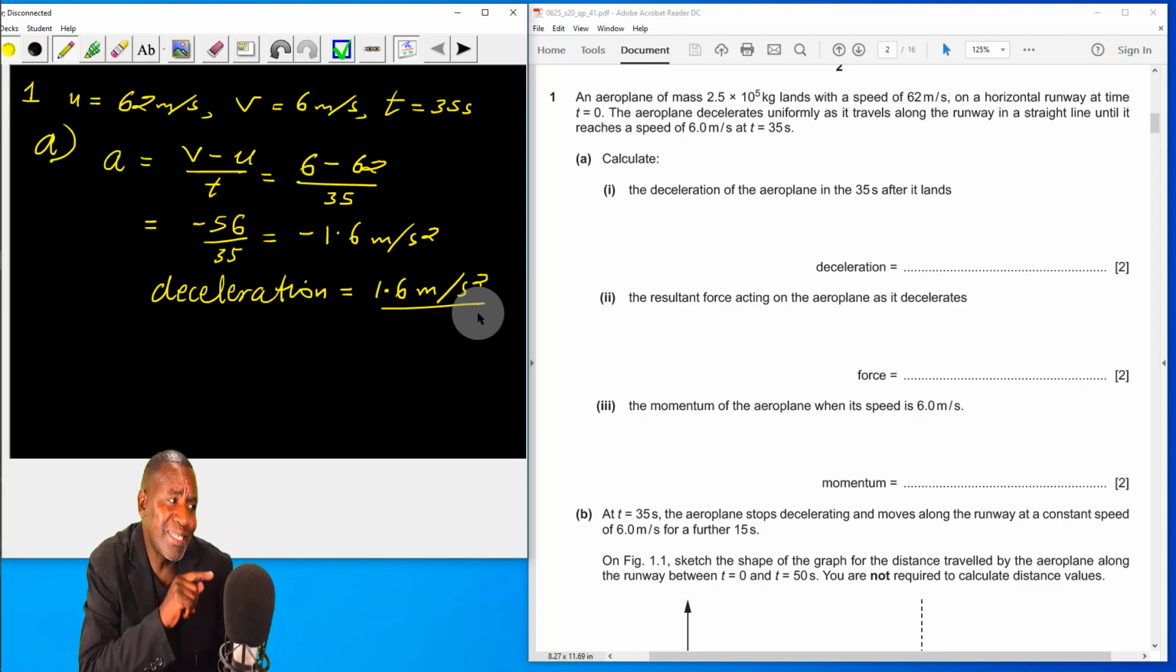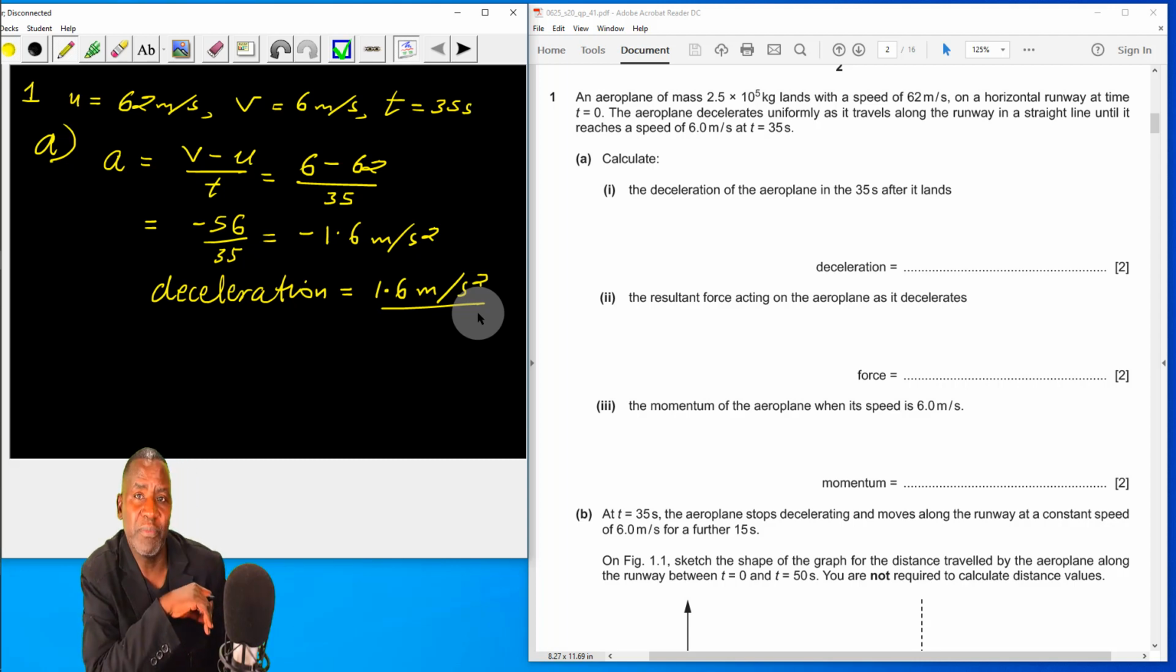When we say that the deceleration is 1.6 meters per second squared, it means that the velocity of this aeroplane is decreasing by 1.6 meters per second every second. Number one, it is a decrease. And then by how much? And then at what rate? Per unit time, how much does it decrease by?